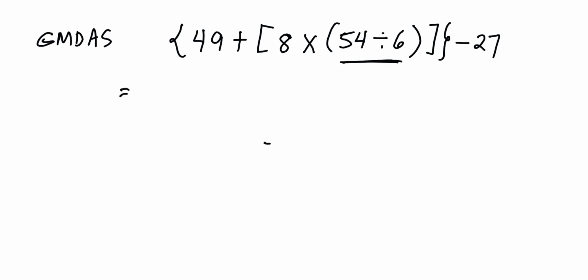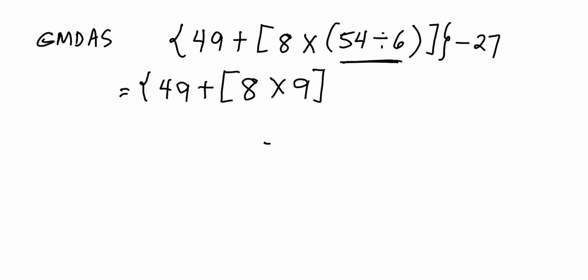So just like before, copy first so that you will not be confused. Copy the numbers that you will not solve first. So base 49 plus bracket 8 times, and then solve 54 divided by 6. And what is 54 divided by 6? And that is 9. And then no need to put the parentheses anymore, just only the bracket.